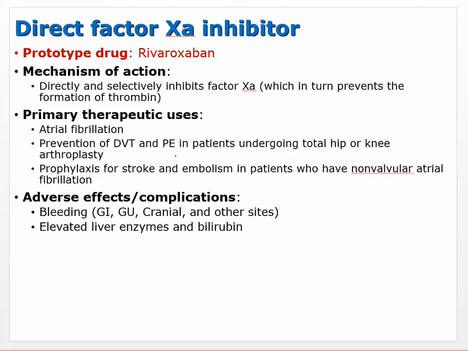Prevention of DVT and PE in patients undergoing total hip or knee arthroplasty. Okay, so again, we don't want clots to form, and then those clots to go clog up something else like a pulmonary embolism or something. Prophylaxis for stroke, so prophylaxis is prevention for stroke and embolism in patients who have non-valvular atrial fibrillation. Okay, adverse effects, bleeding, and then also liver involvement. Okay, so elevated liver enzymes, bilirubin might show up, and that would be a concern.